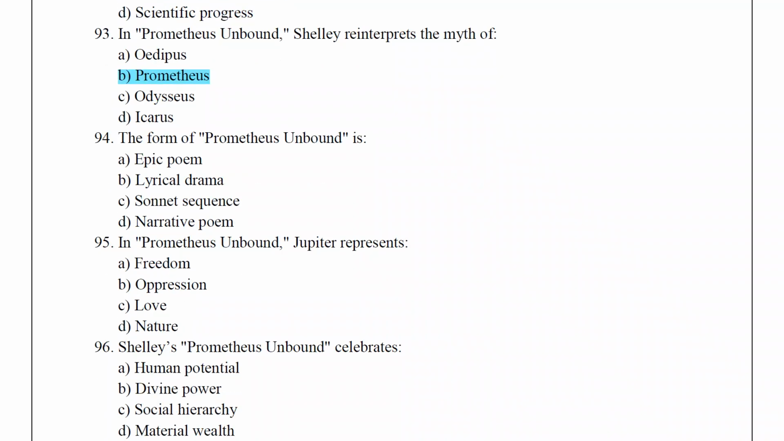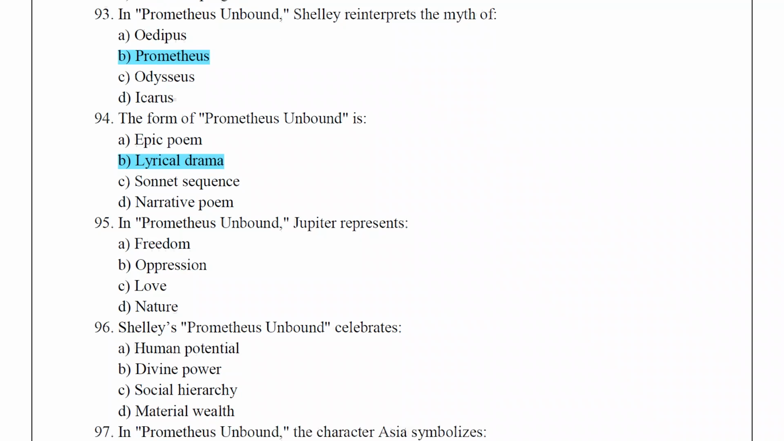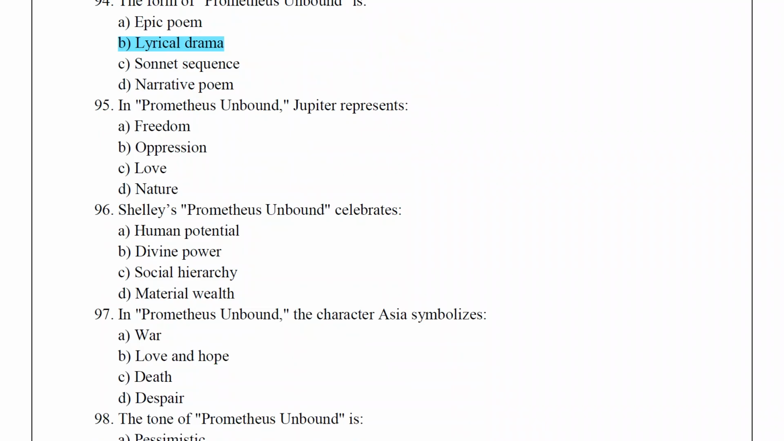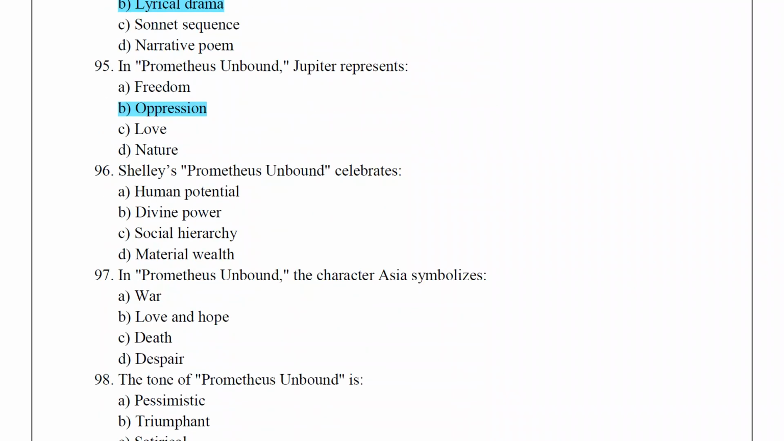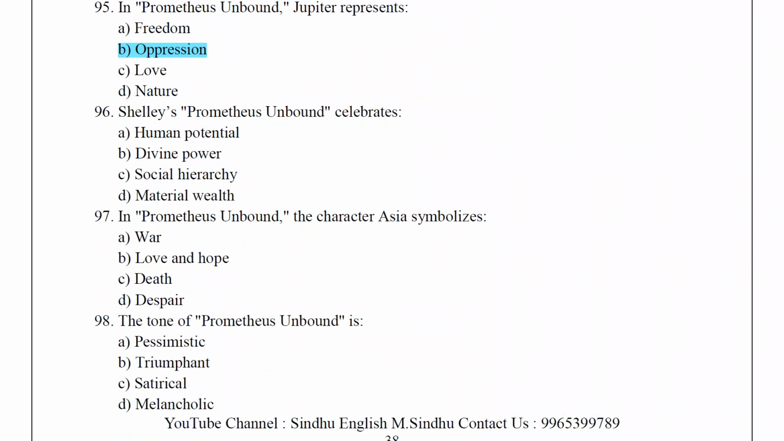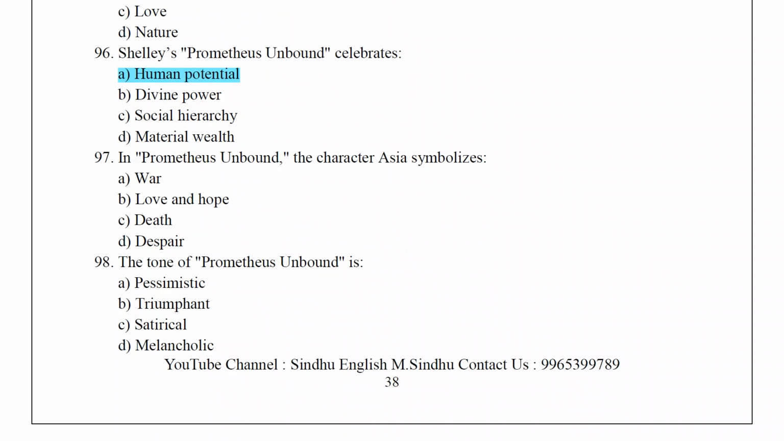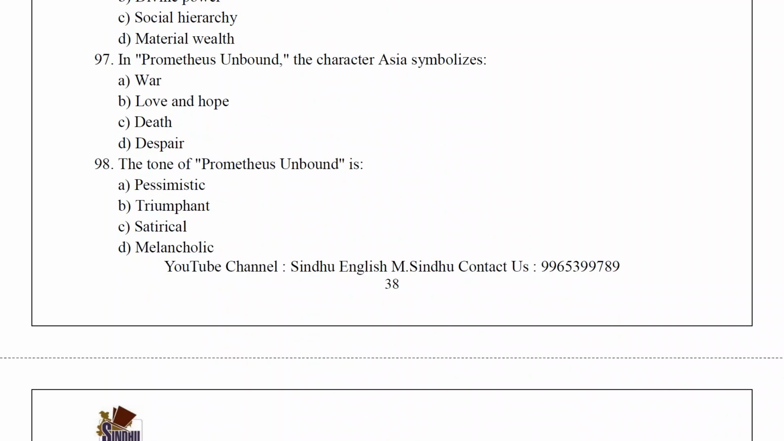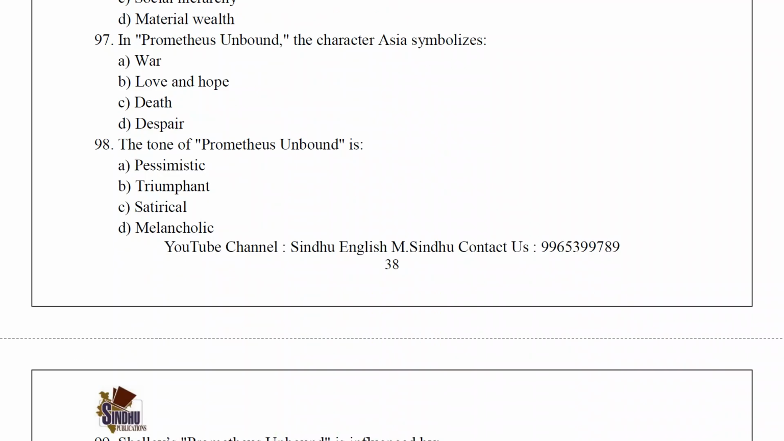The form of Prometheus Unbound is lyrical drama. In Prometheus Unbound, Jupiter represents oppression. Shelley's Prometheus Unbound celebrates human potential. In Prometheus Unbound, the character Asia symbolizes love and hope.